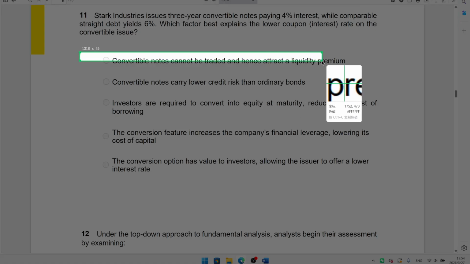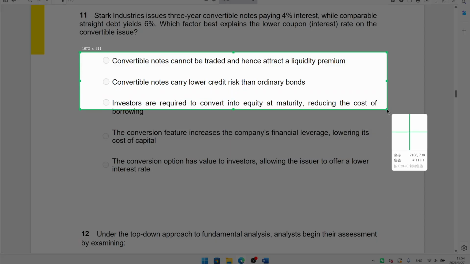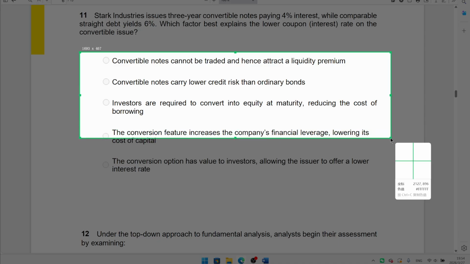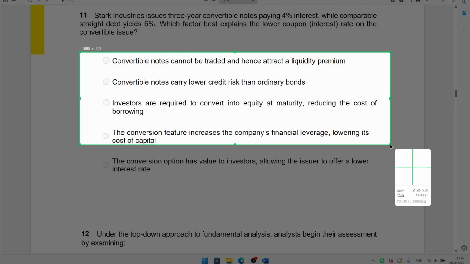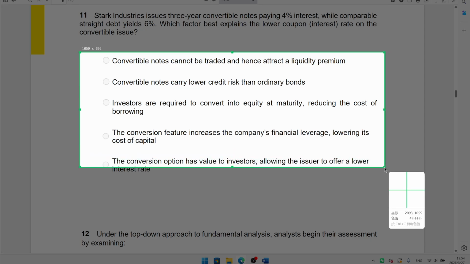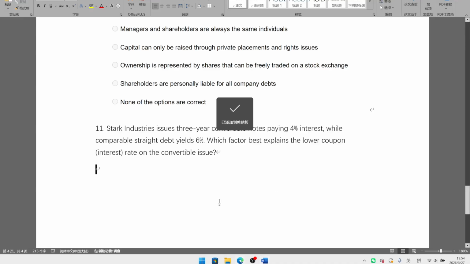Convertible notes cannot be traded? No. Convertible notes carry a lower interest rate? No. Investors are required to convert at maturity, reducing the cost of borrowing? No. The conversion feature increases financial leverage, lowering its cost of capital? The conversion option has a value to the investor, allowing the issuer to offer a lower rate. Yes. So it's E.